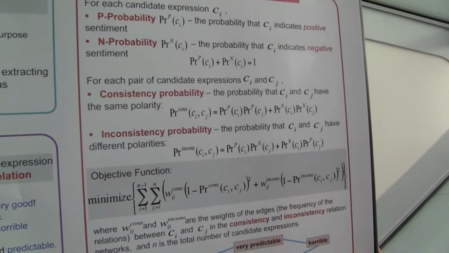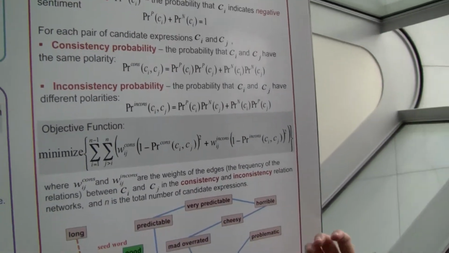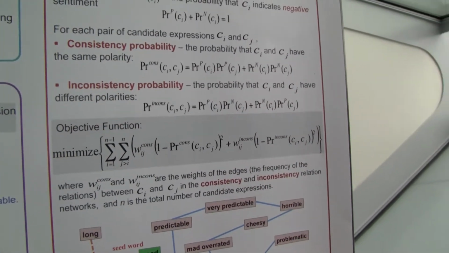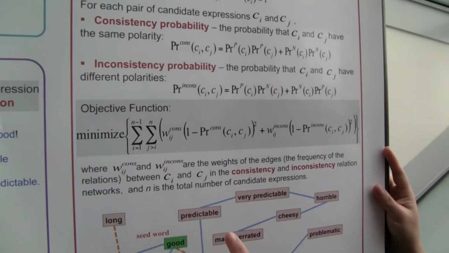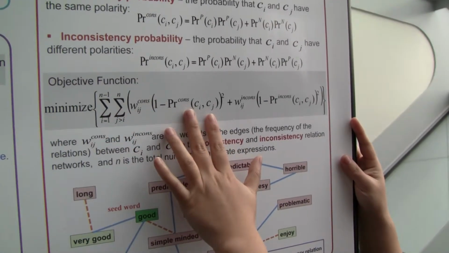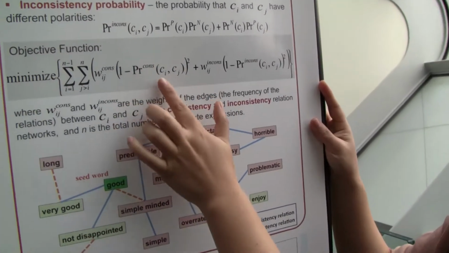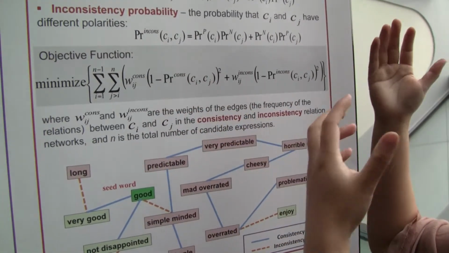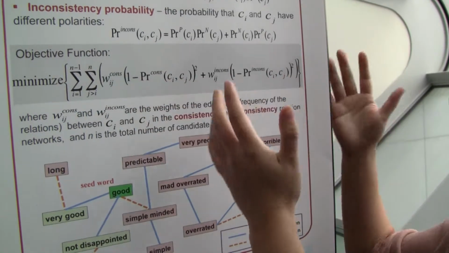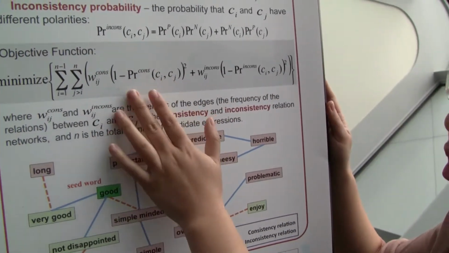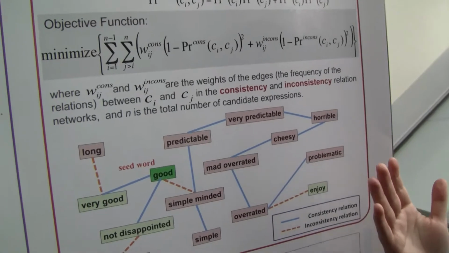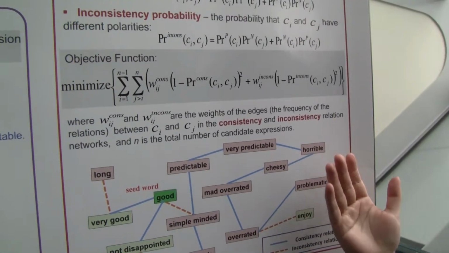In this objective function, the basic idea is to minimize the error between what we can get from this probability and what we can get from this network. This part means these two expressions have a relation in this network. And this is what we can get from this formula, which uses a probability formula to estimate the consistent or inconsistent relations between two candidates. So we minimize this error, and then we can get the optimal result of the probability prediction.